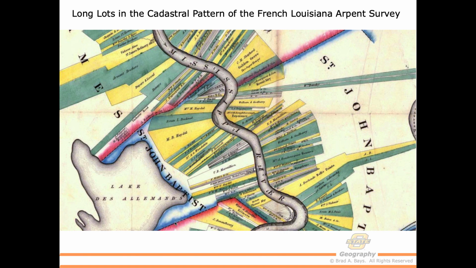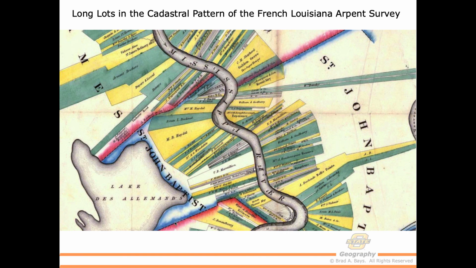This is an old historical map from the French survey, and you can see here cadastral, the Arpent survey, as you might want to call it. I've got the full map in my office, and it shows the locations of plantations along the lower Mississippi River, and you can see the St. John the Baptist Parish and Lake Allemande down in South Louisiana.